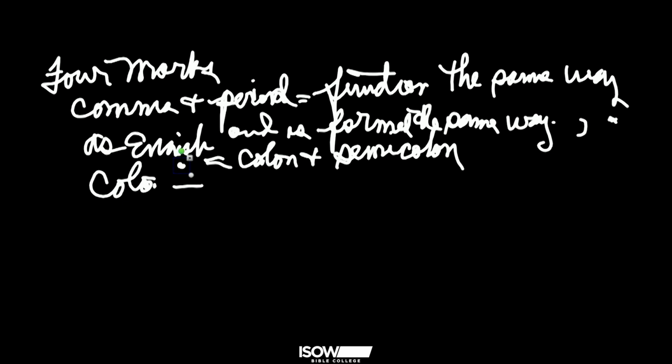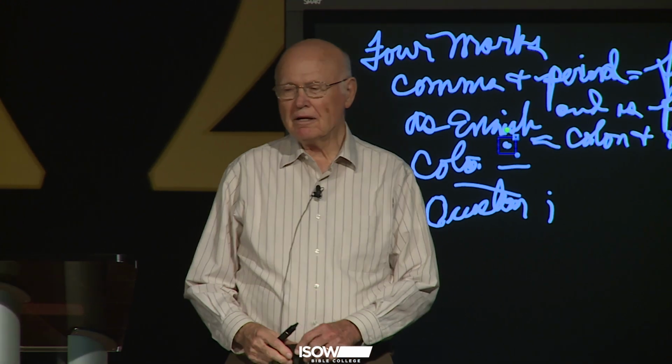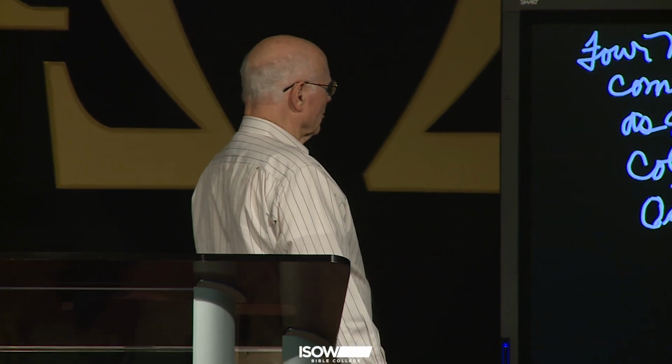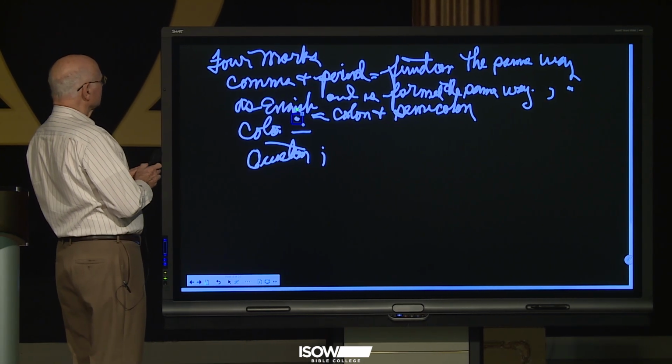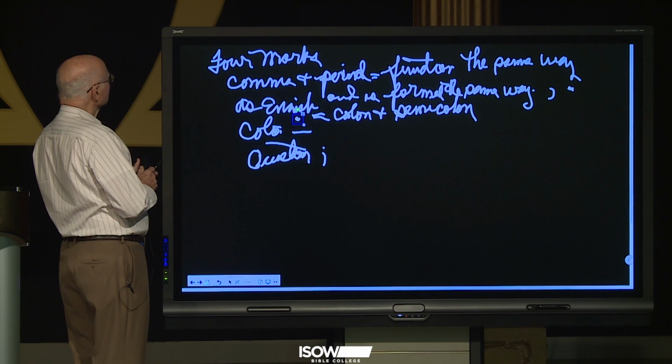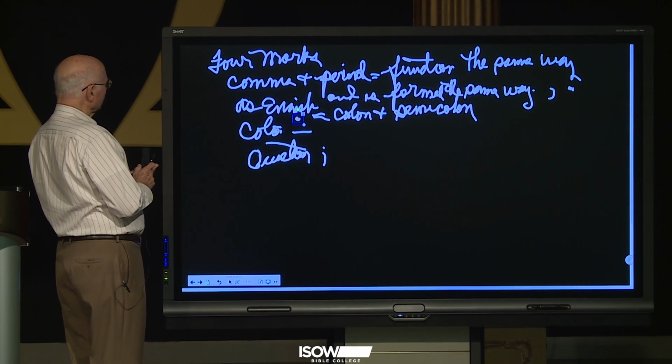And then you have the question mark. It looks just like an English semicolon. So when you see the semicolon in the Greek text, it's going to indicate that the sentence is a question. Four marks of punctuation.